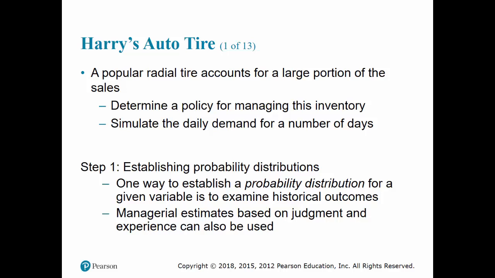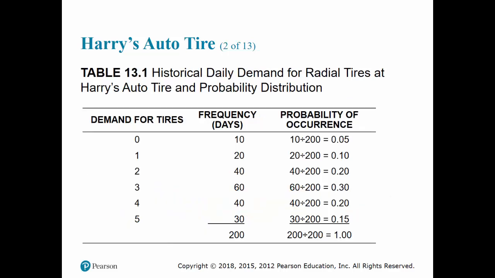So here is a radial tire company. It determines policy for managing inventory. So we want to simulate daily demand for a number of days. How much is the demand for each of those days? We want to first establish the probability distribution for demand. And how do we get the probability distribution for demand? Well, we look at the past historical data.